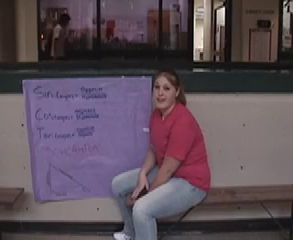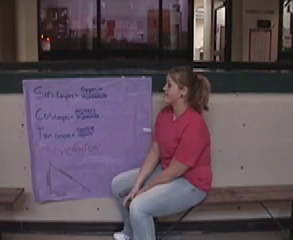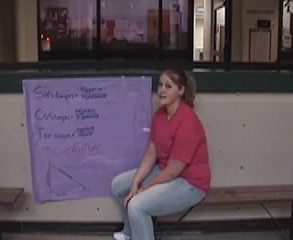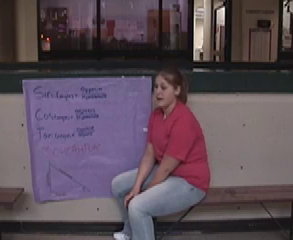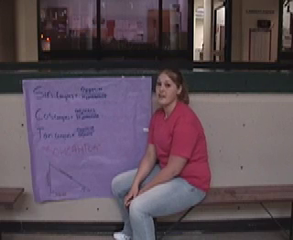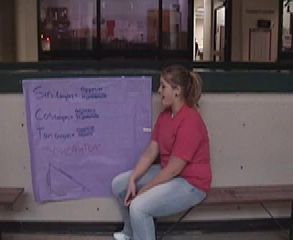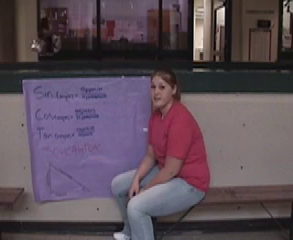An easy way to remember that is SOHCAHTOA. Sine is opposite over hypotenuse. Cosine is adjacent over hypotenuse. And tangent is opposite over adjacent. An easy way to remember that is SOHCAHTOA.